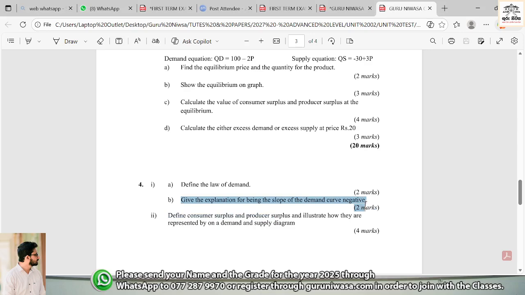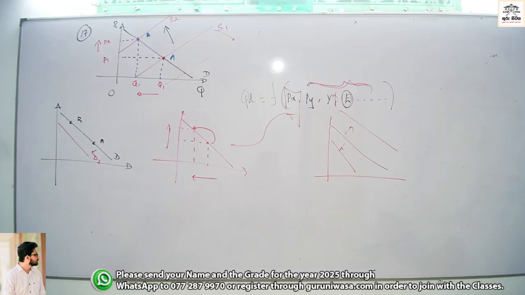Next one: give the explanation for the slope of the demand curve being negative. Why does the demand curve have a negative slope? Don't say it is because of the negative relationship. Here they ask for the reason. Why do demand curves have a negative slope?